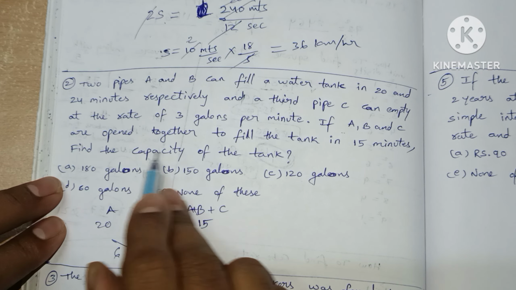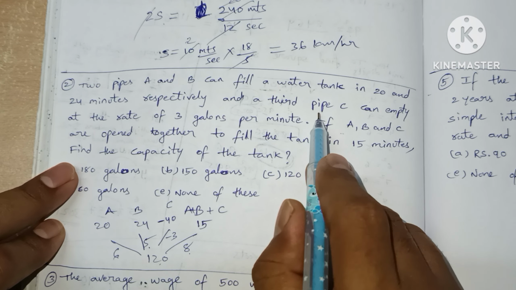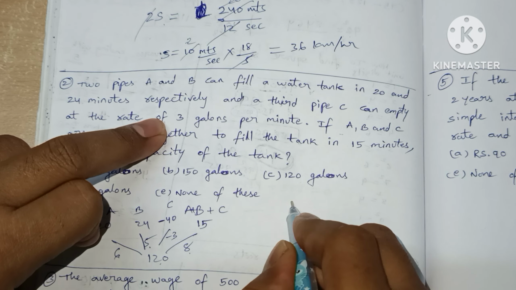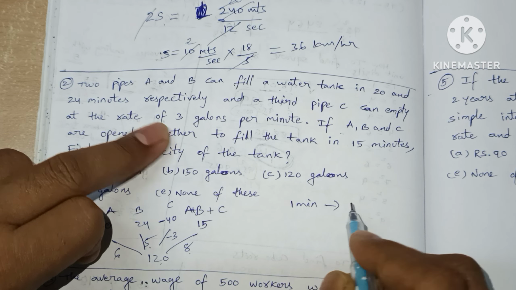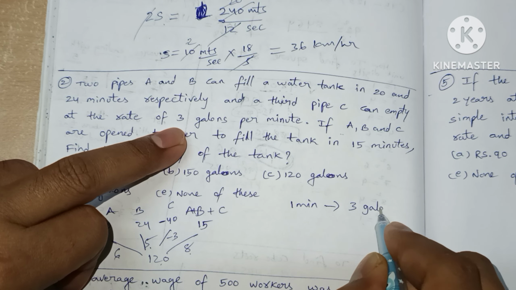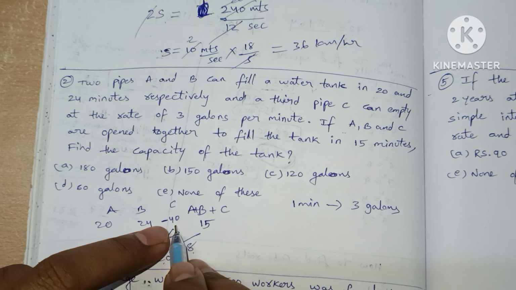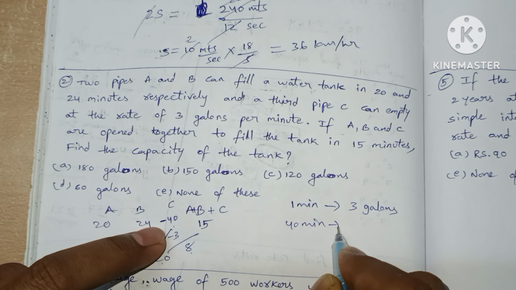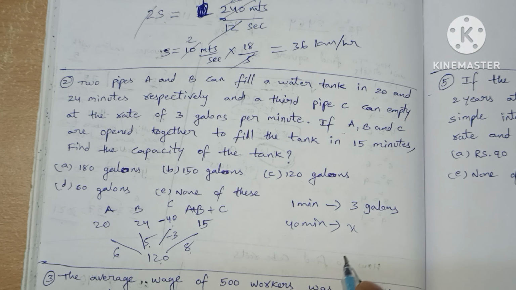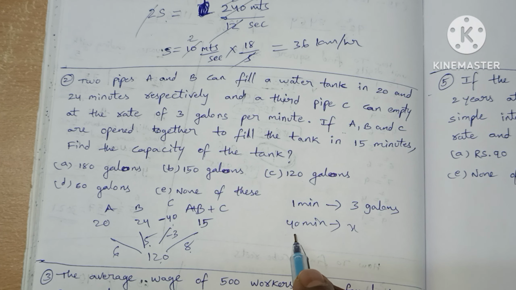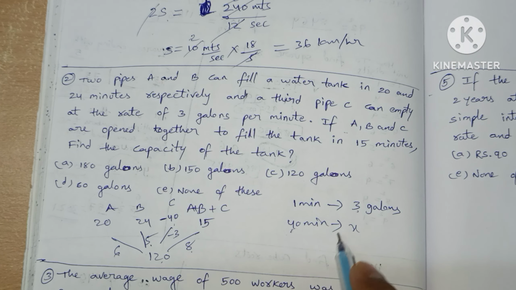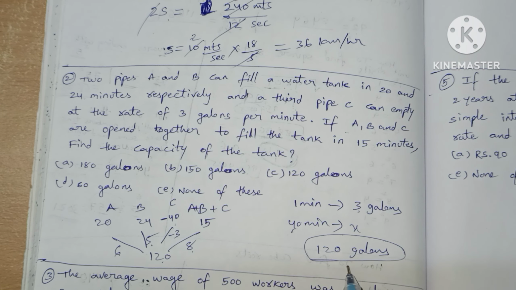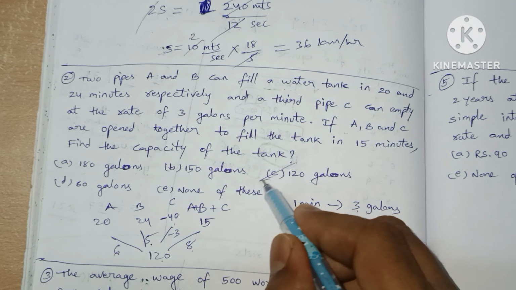What is the question? Find the capacity of the tank. Here C can empty at the rate of 3 gallons per minute. So for 1 minute it can empty 3 gallons. C can empty the whole tank in 40 minutes. So in 40 minutes how many gallons can it completely empty? 3 times 40, which is 120 gallons. So this is the capacity of the tank, 120 gallons. Option C.